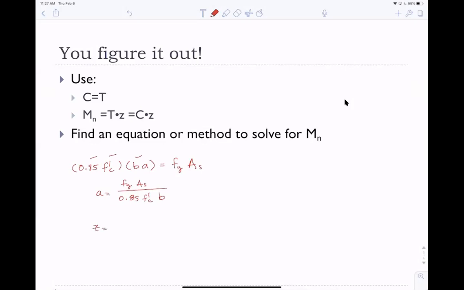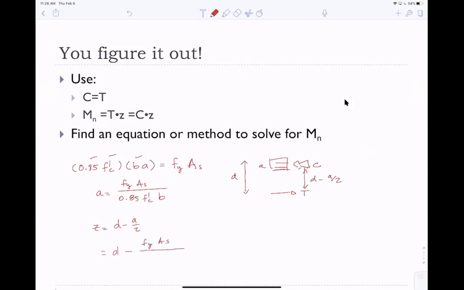Okay, z is d minus a over 2. Remember, from the top to the steel is d, so between the two forces is d minus a over 2. So z is just d minus a over 2.